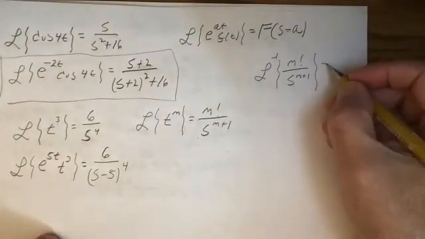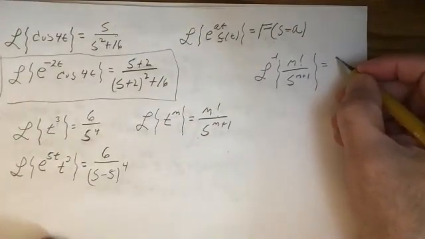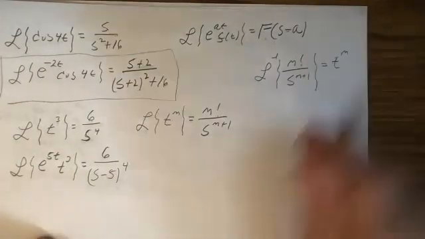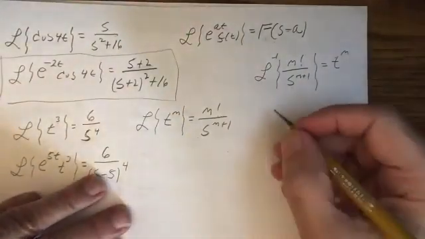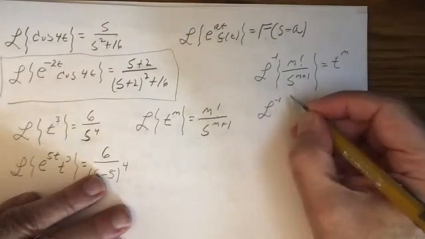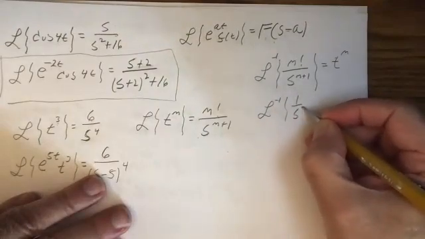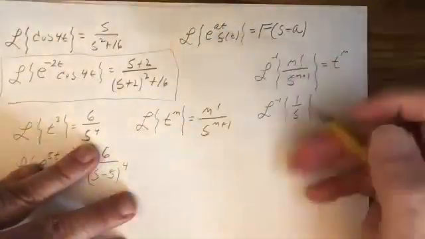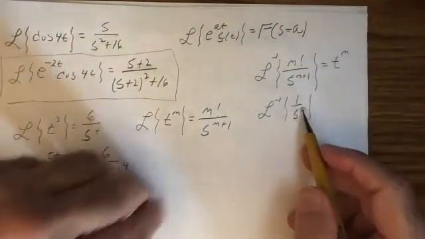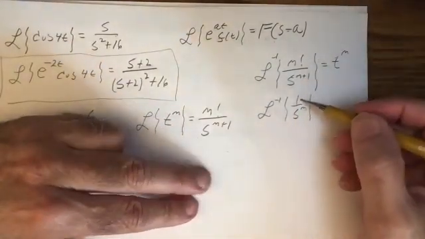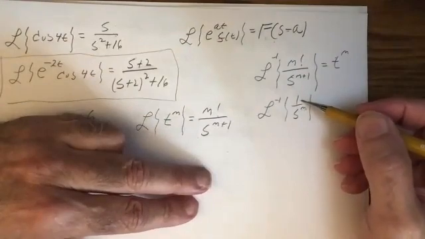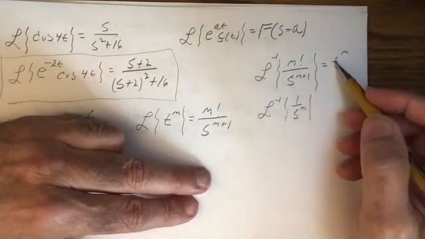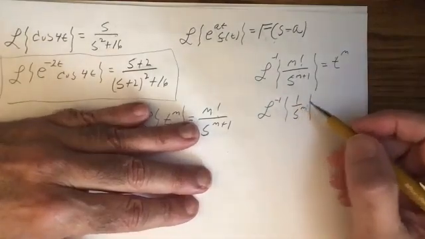We know that this is t to the n, right? But sometimes it's easier to deal with the inverse Laplace transform of 1 over s to some power of n, because this turns up quite a bit. Many times you will see in solutions to differential equations something that looks like this, and you could use this to come up with this. But it's actually easier. Let me show you how I can come up with this.